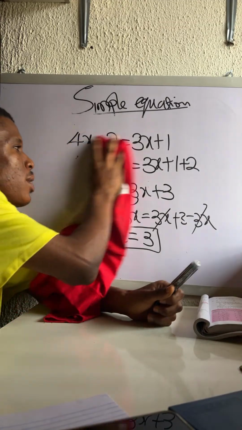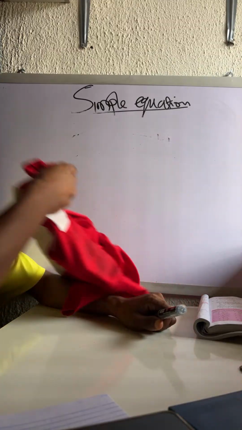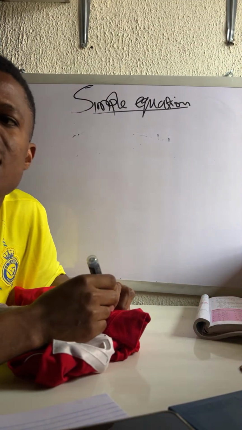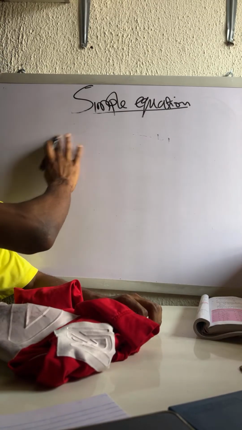So this is how we solve a simple equation. It is very, very easy. It's as easy as ABC. Let's look at the next one.